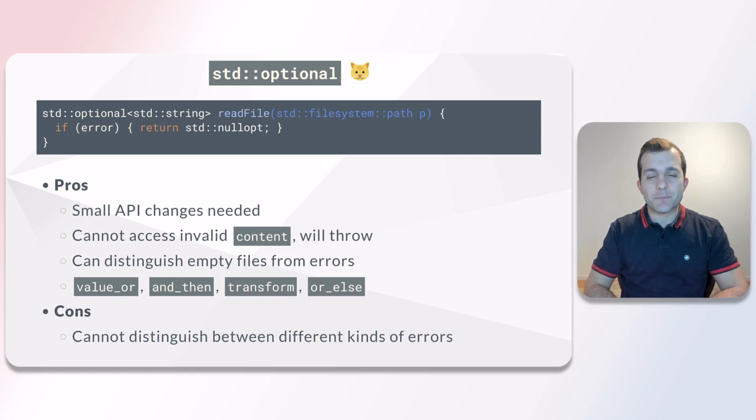Welcome back. In this part we will be looking at optional as the means to report errors. Optional is a type that was introduced in C++ 17. It is a type that can either hold a value or not. If we try to access the value of an optional that does not hold a value, an exception is thrown.